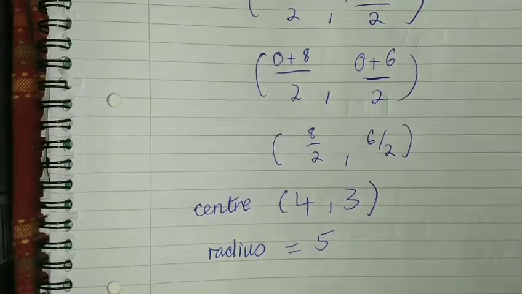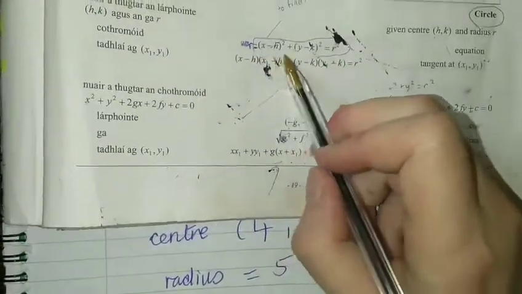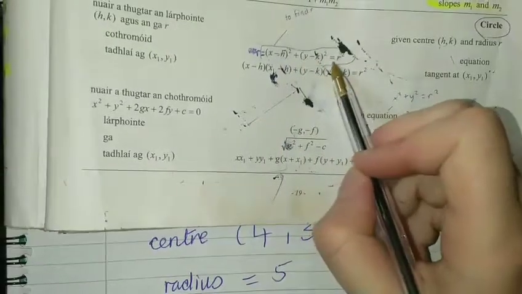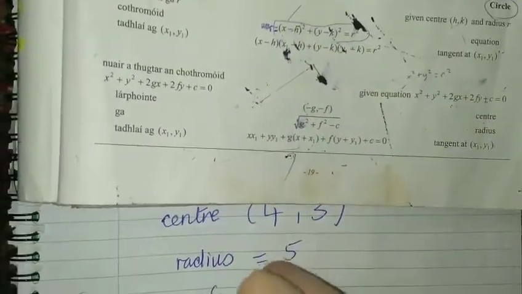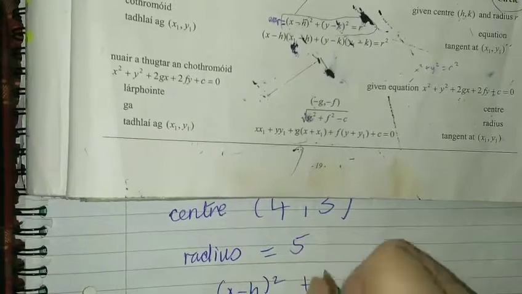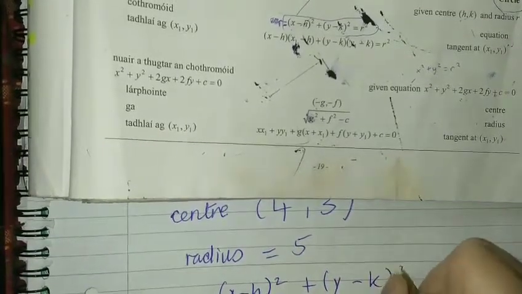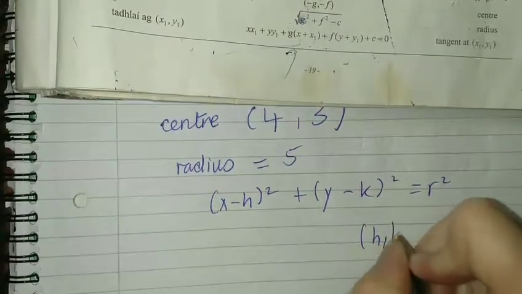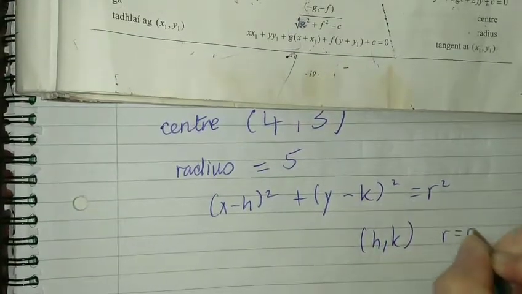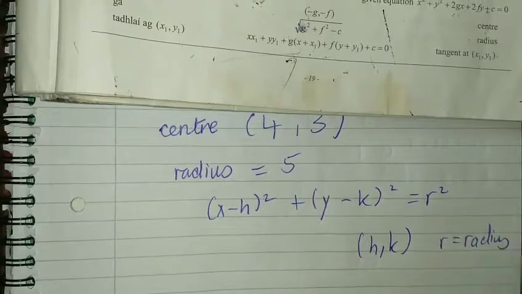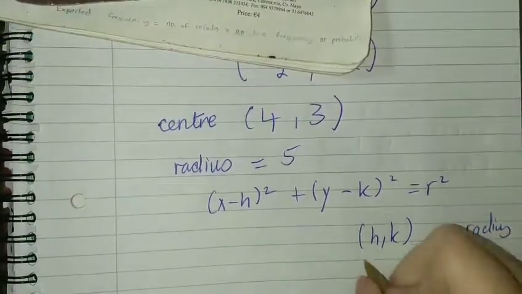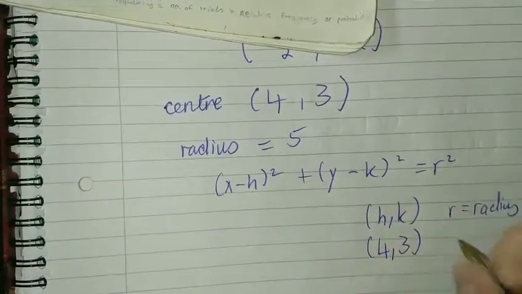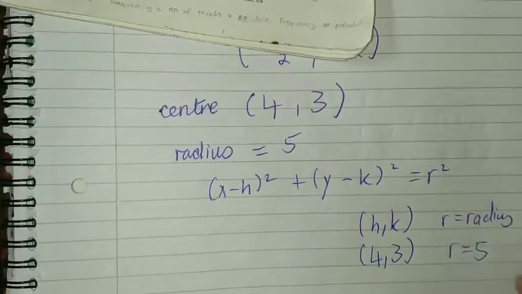So the formula that I'll use is x minus h squared plus y minus k squared is equal to r squared. So x minus h squared plus y minus k squared is equal to r squared, where I have my center h, k and radius r. So my center is 4, 3. My radius is 5.